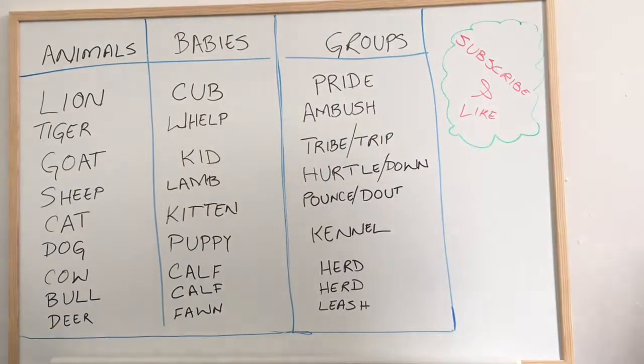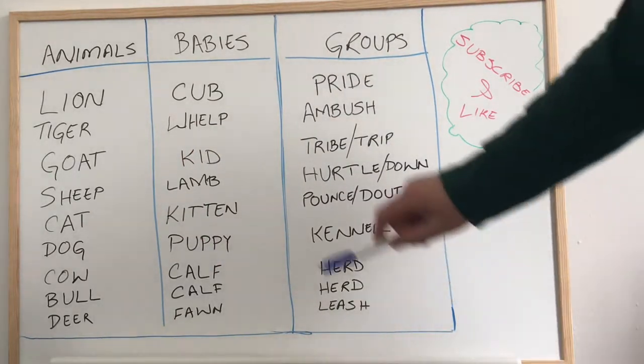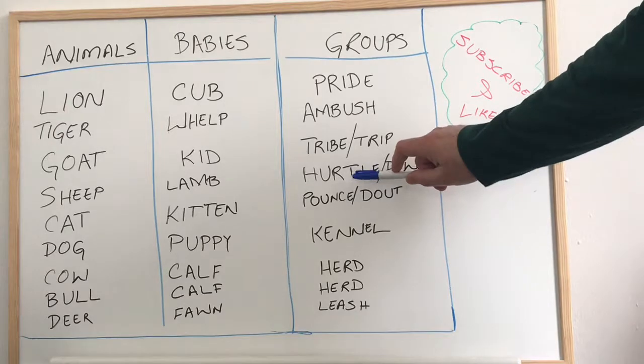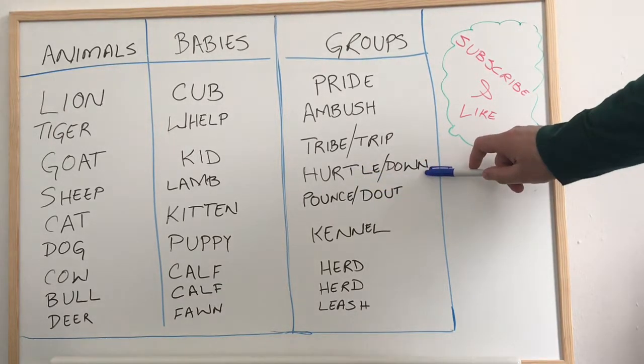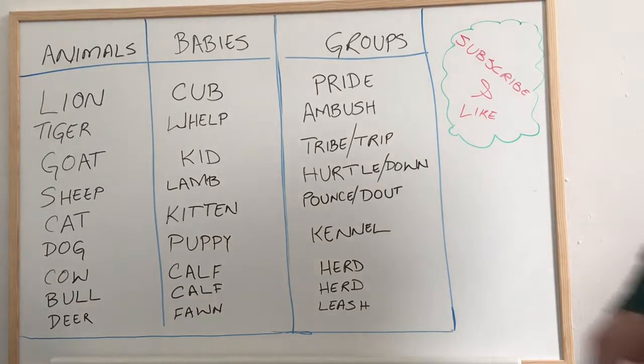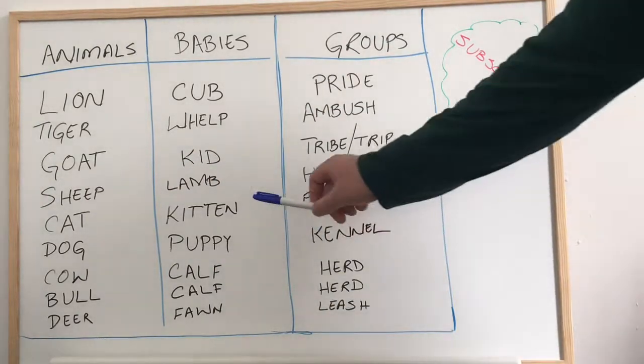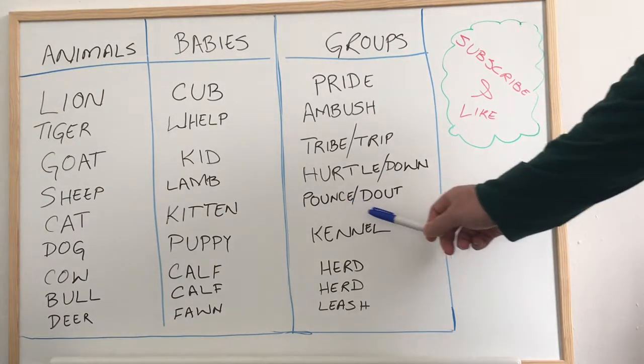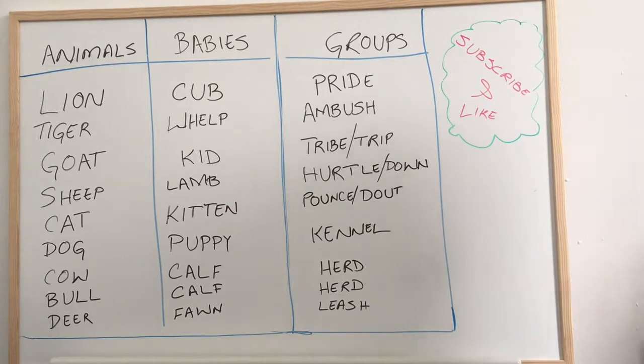Sheep. The baby sheep is called lamb, and the group of sheep is called herital or down. Cat. The baby cat is called kitten. The group of cats is called pounce or dout.